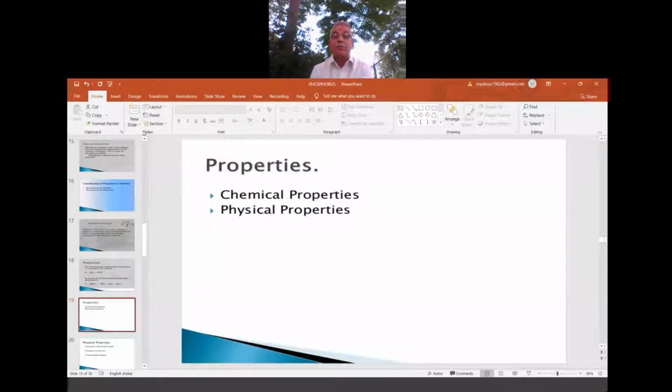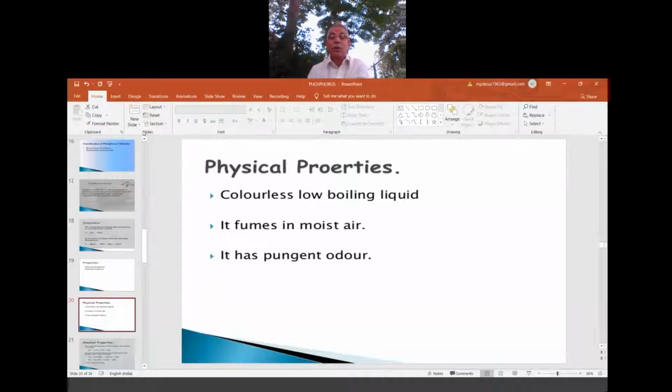Regarding properties, PCl3 is a colorless, low boiling liquid, and it fumes in moist air. It is highly reactive, and chlorine gas comes out. That's why it is called fuming in moist air. And it has a pungent odor. This pungent odor is exclusively because of chlorine. It is not due to the PCl3 itself. It keeps giving off that chlorine gas. That's why it is pungent. So wherever PCl3 or PCl5 is stored, we get a kind of chlorine smell. That is called the pungent smell.